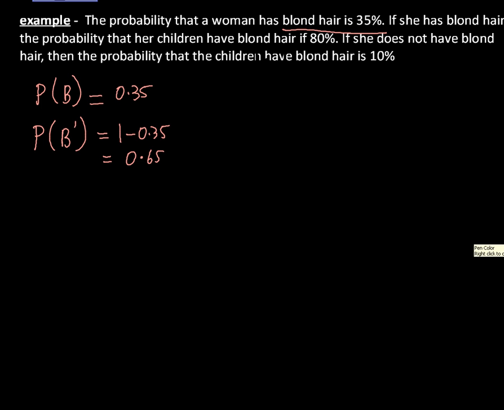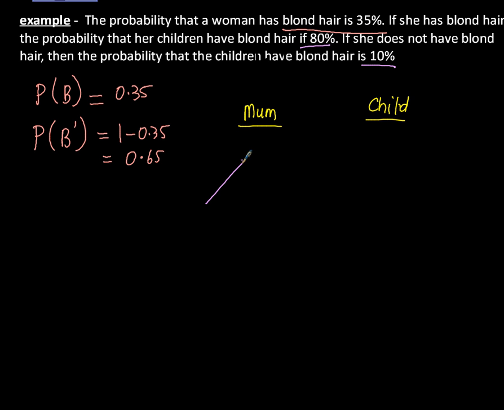All right, now let's have a look at what we've got. If she has blonde hair, then the probability that her children have blonde hair is 80%. But if she does not have blonde hair, the probability that her children will is 10%. So we definitely have dependent events here because the children having blonde hair depends upon whether the mother does. So let's go and have a look at what the tree diagram would look like here. So let's have a look at the mum and the child. Let's do the mum first.